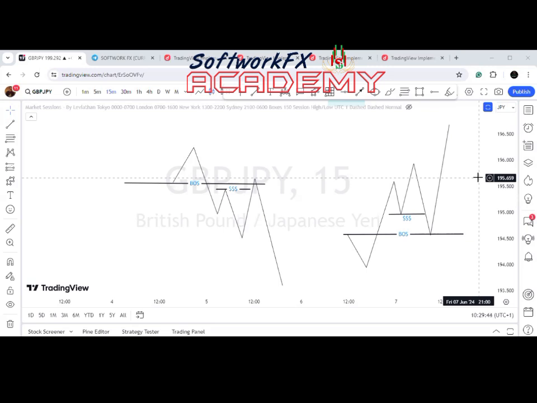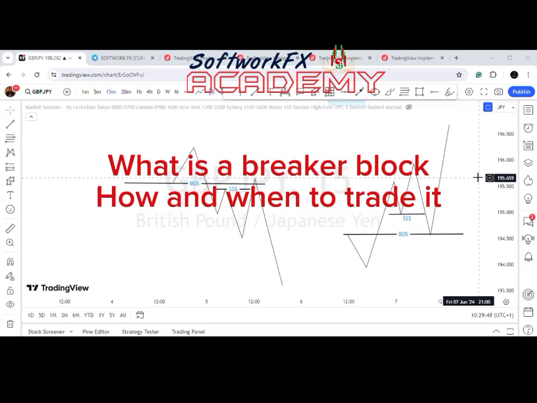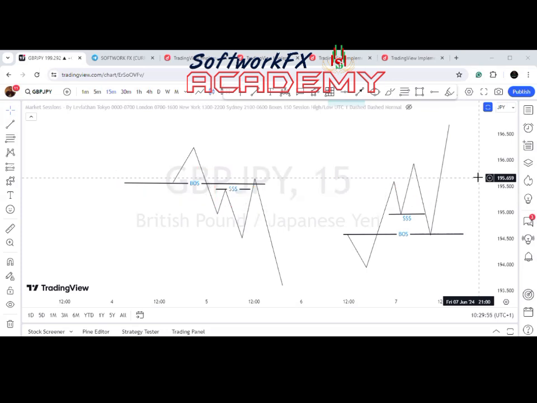Today I'll be showing you how and when to trade a breaker block, or a flip zone as the case may be. So let's get into the chart while I show you.